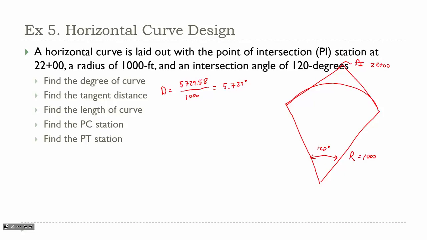Nice. All right, tangent distance. The equation for tangent is R tangent I over 2. So I is our intersection angle.